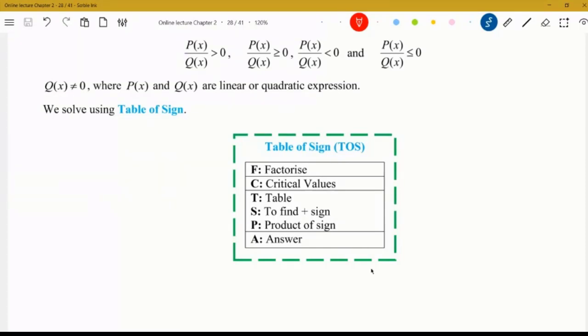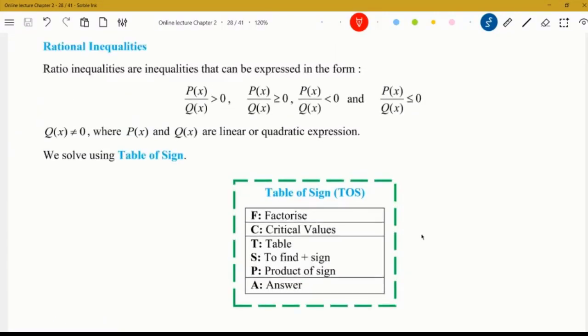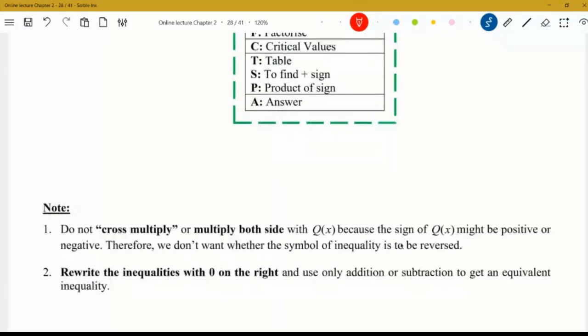Okay, cuma one thing yang kamu kena ingat untuk rational inequalities adalah, okay, let's say if we have (2x + 1) over (3x - 1) greater than equal to. Okay, untuk simplify yang ini, kamu tak boleh bawa naik ini ke sebelah kanan. So ini method salah. Kita tak boleh cross multiply. Okay, we cannot cross multiply to make it as in one line equation.